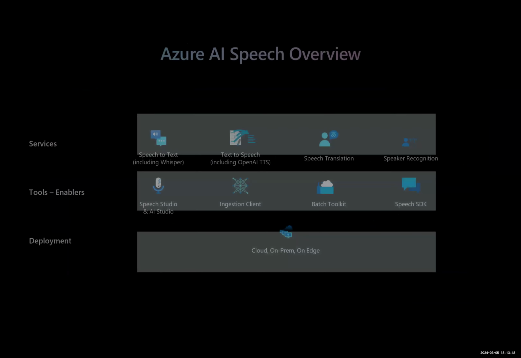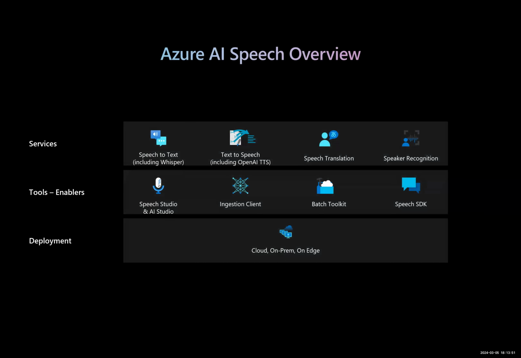If you then look at the speech service, we have the things that you would expect, like input from speech, so speech to text, and output, text to speech. We can also do speech translation and speaker recognition. One thing to point out on the speech to text side is that we have Whisper as part of our service as well. And we've also recently added the OpenAI TTS voices to our text to speech service.